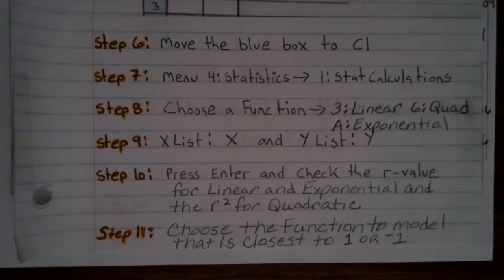6, quadratic. And A, exponential. Then you go to X list X and Y list Y. Step 10, press Enter and check the R value for linear and exponential and the R squared value for quadratic. Step 11, choose the function to model that is closest to 1 or -1.